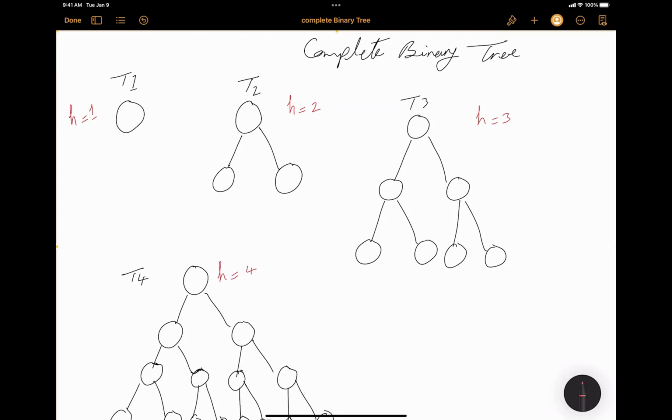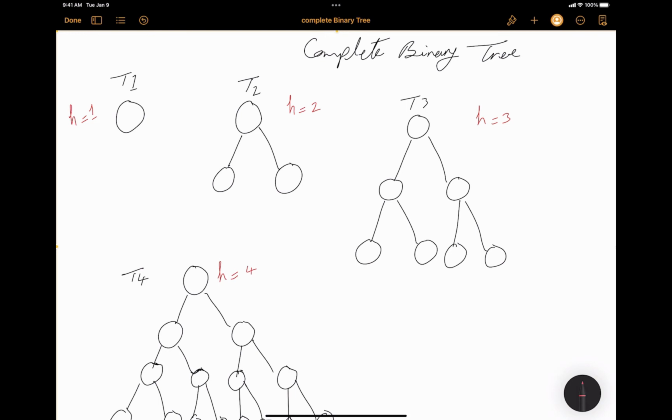Hello everyone. In this video we're going to talk about complete binary trees. Here you see four examples, T1, T2, T3, and T4, four complete binary trees. The T1 tree has the height of 1 with only one node. T2 has 3 nodes, and so on.